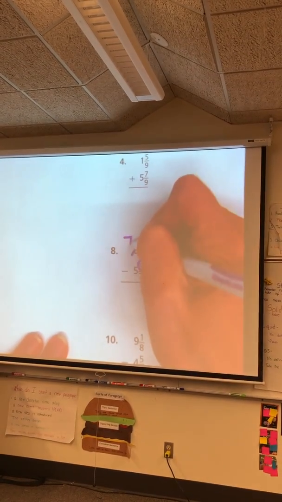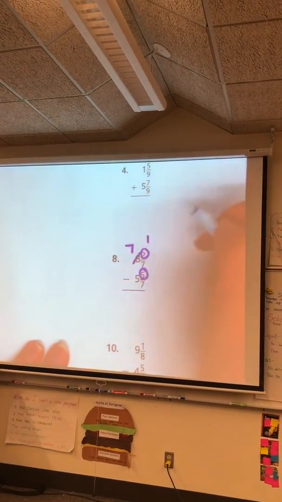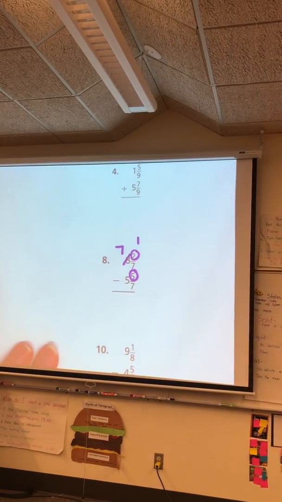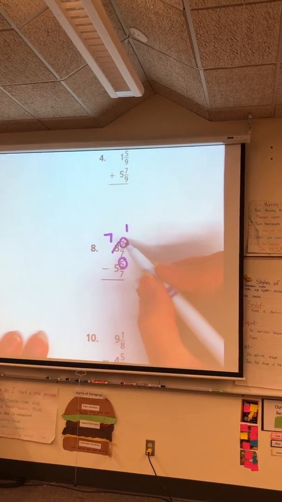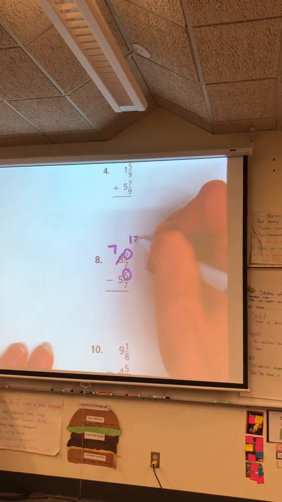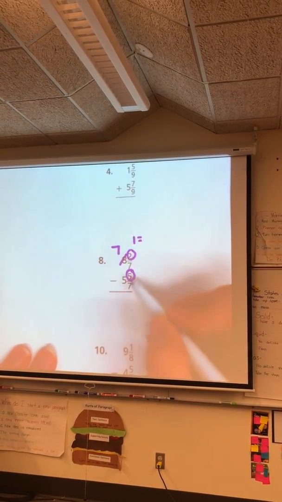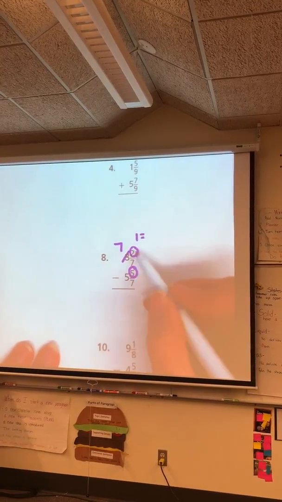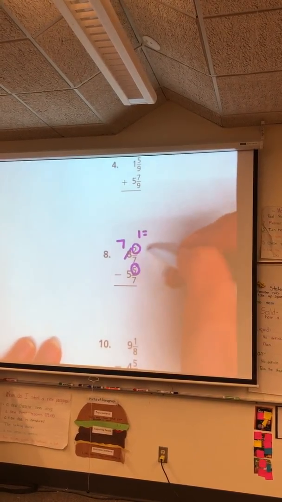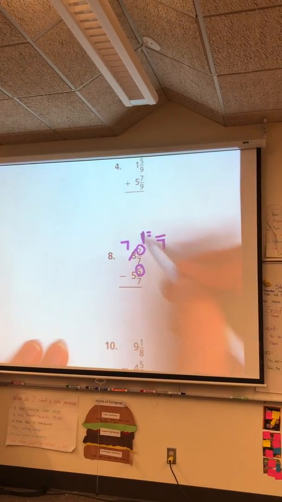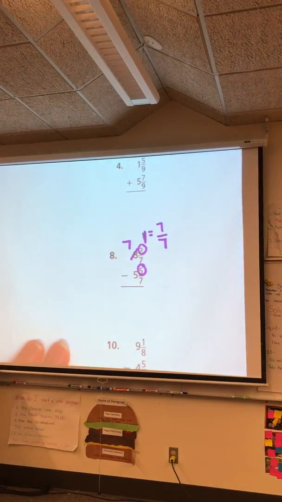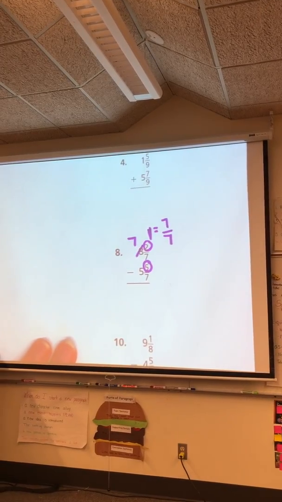The 8 becomes a 7, and I take the one I borrowed over here. But here's the thing. This is my fractions place, and I can't have a 1 whole. This is where I pull out my chainsaw, and I'm going to break this 1 candy bar into pieces. I know that my bottom has to stay the same, so I'm going to look here. My bottom has to be a 7. 1 is equal to 7 sevenths. So I'm going to have 7 pieces in the whole candy bar.